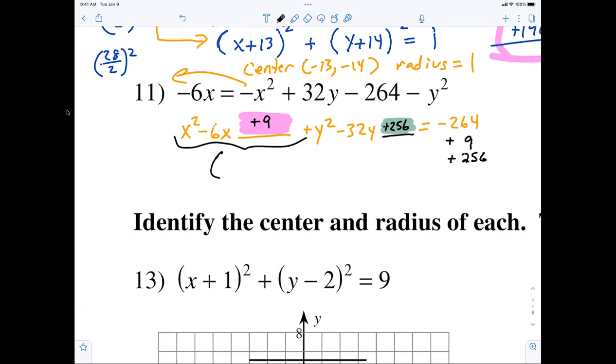I want the equation, guys. (x - 3)² + (y - 16)² = 1. Anybody else get 1?